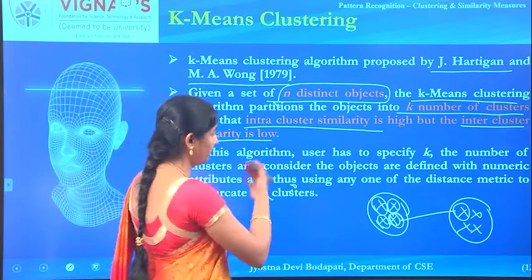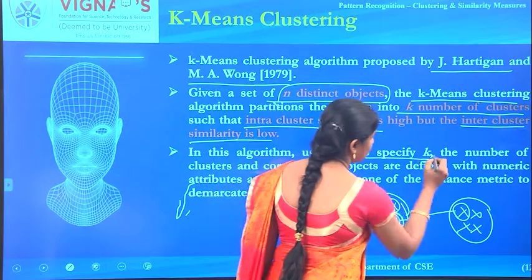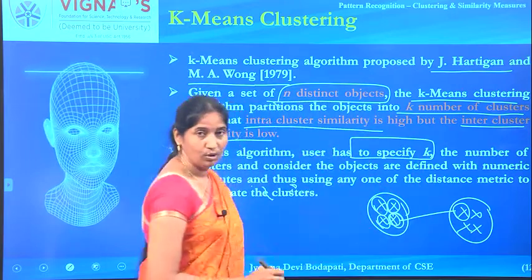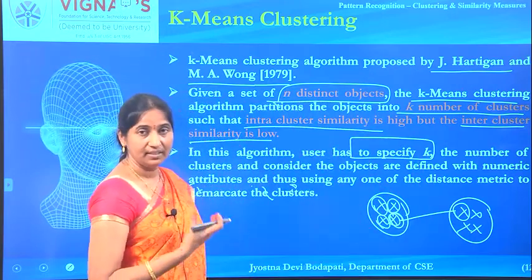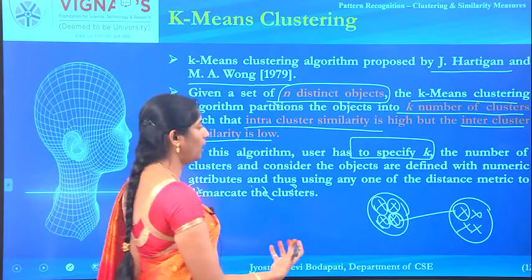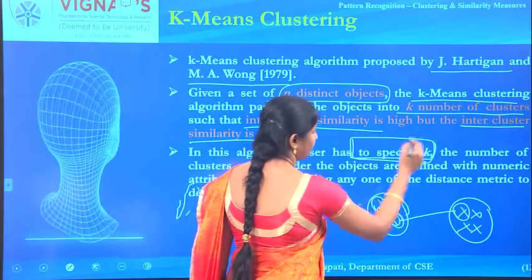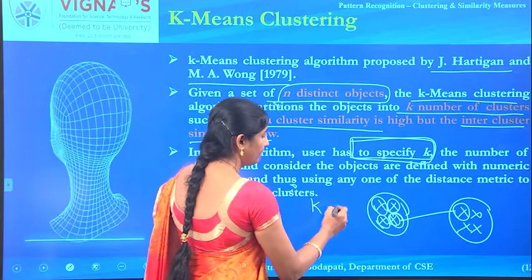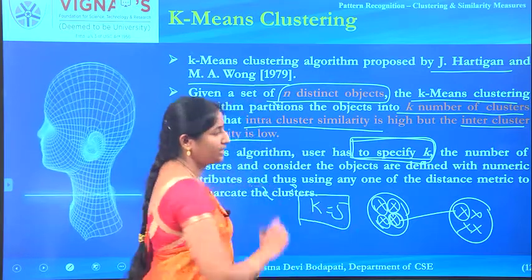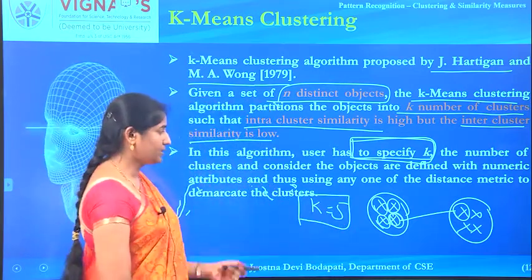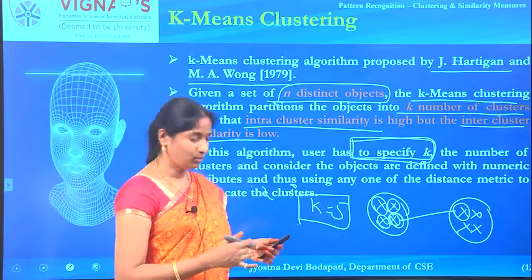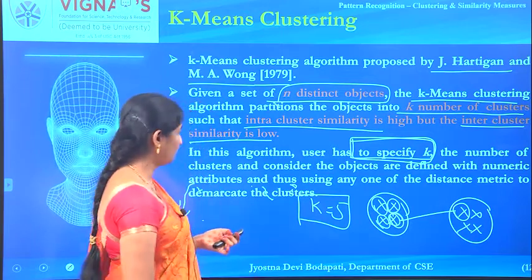In this clustering algorithm, the k value is predefined. How many clusters are formed by your algorithm is predefined itself. So if you choose the k value as 5, then your algorithm will produce 5 clusters. And the type of distance measure you use is up to you. You can use any type of distance measure.